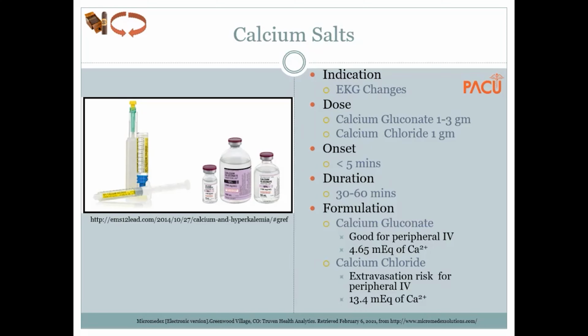Calcium gluconate is going to be great for peripheral IV administration, and it's going to have about 4.65 milliequivalents of elemental calcium. Compare that to calcium chloride, which is an extravasation risk for peripheral IV use, and it's going to have about 3 times the amount of elemental calcium.